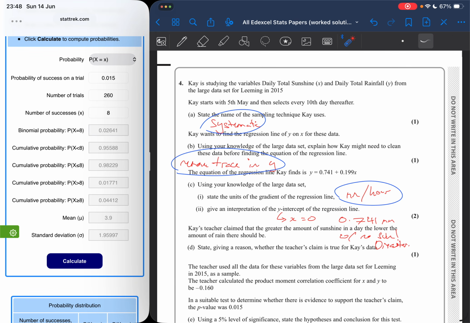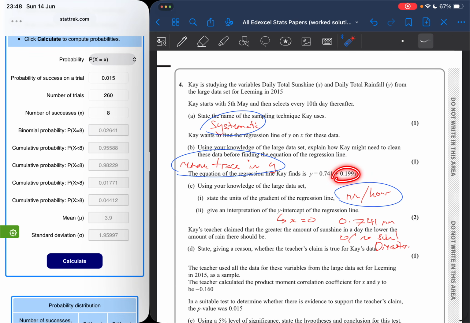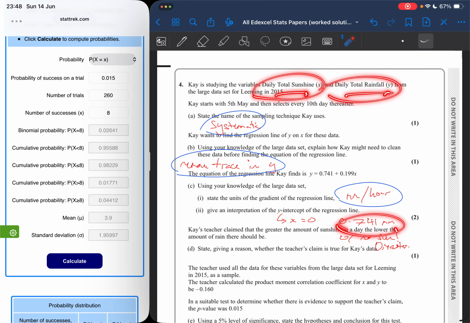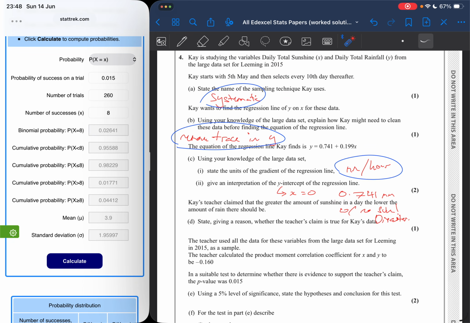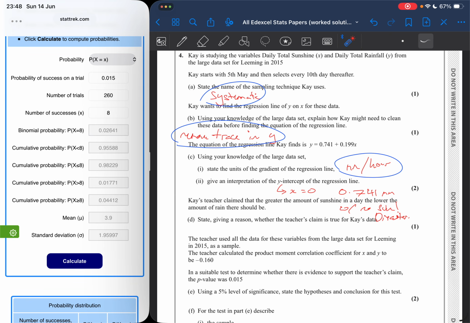Yeah, not what we want to see, but I think that's what it means. Because if x is 0, then y is going to equal that. So when we have x is 0, no sunshine, we get this much rain. Lovely. What's happening next then?